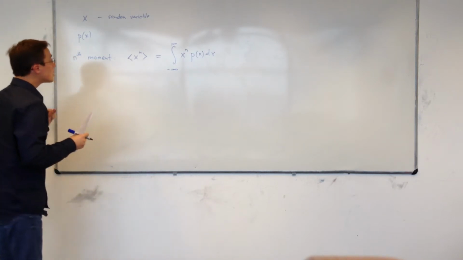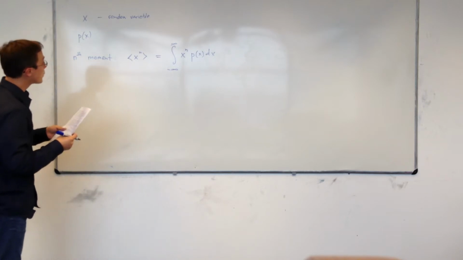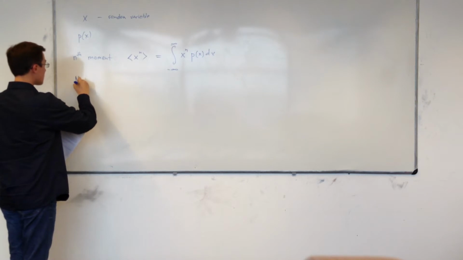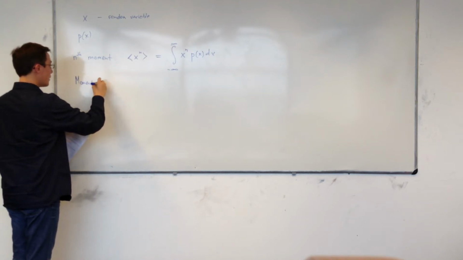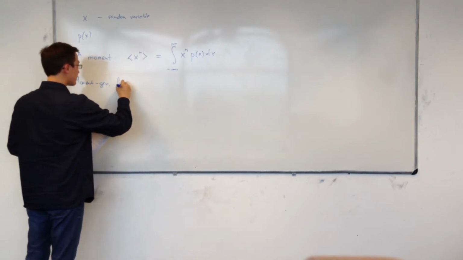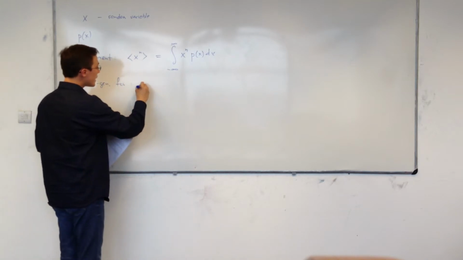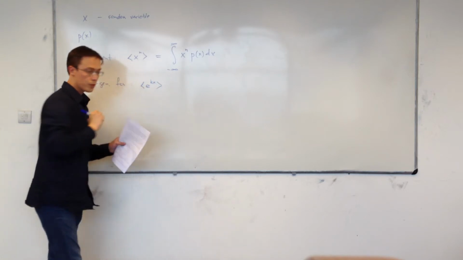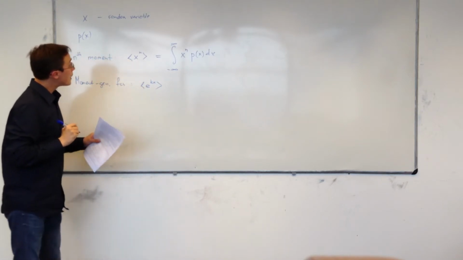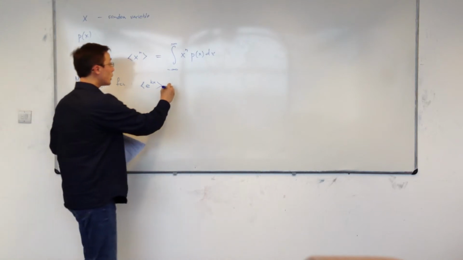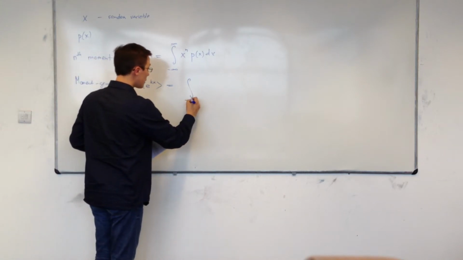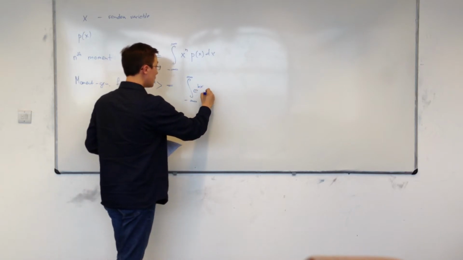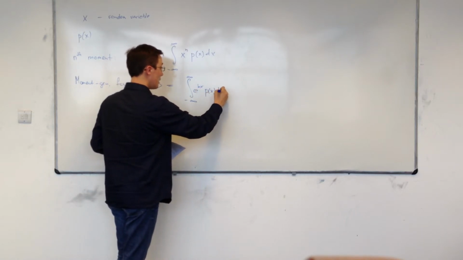The next thing we'll introduce is something called the moment generating function, and why it's called that way will become clear in a moment. So, moment generating function. It is the expectation value of e to the kx, such an exponential. And if we just follow it through, it will be, as per the definition, an integral from minus infinity to infinity, e to the kx, p of x dx.